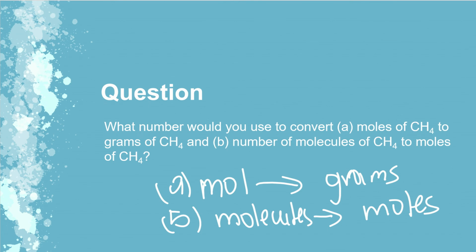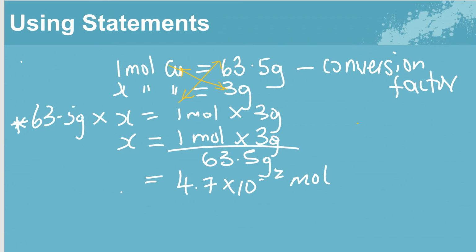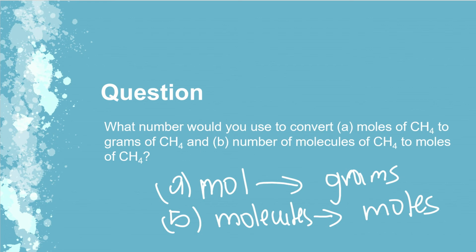All right, so let's see if we can answer this question. It says, what number would you use to convert moles to grams? Notice you're not given any amount of moles or any amount of grams, like 3 grams, for example. Previously we calculated 4.7 times 10 to the minus 2 moles. You're not given any numbers for those units. So the question is asking how you would convert moles to grams, generally speaking.